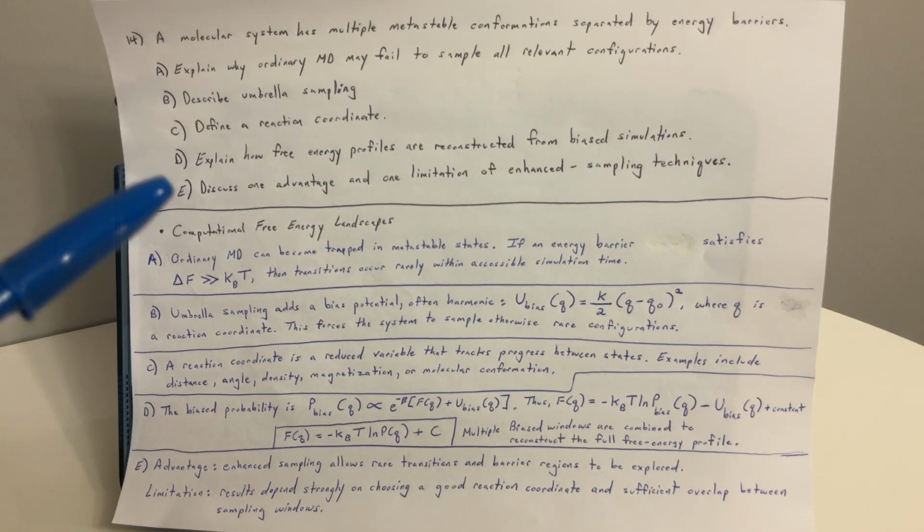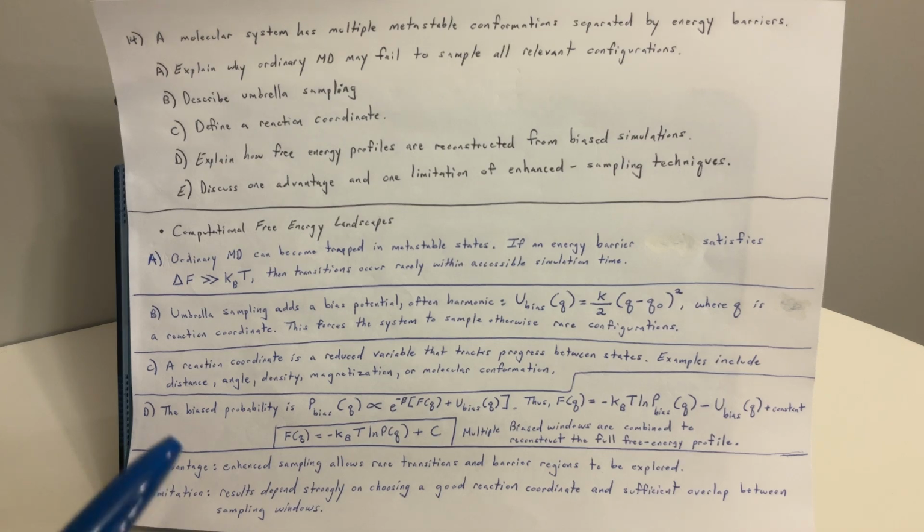And letter E, discuss one advantage and one limitation of enhanced sampling techniques. One advantage: enhanced sampling allows rare transitions in barrier regions to be explored. Limitation: results depend strongly on choosing a good reaction coordinate and sufficient overlap between sampling windows.